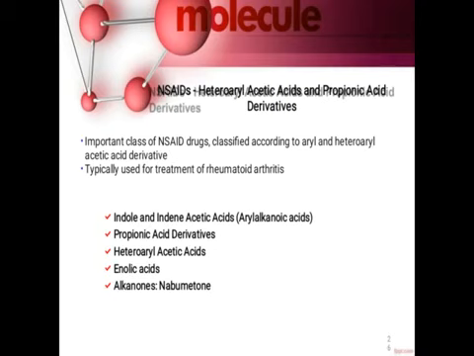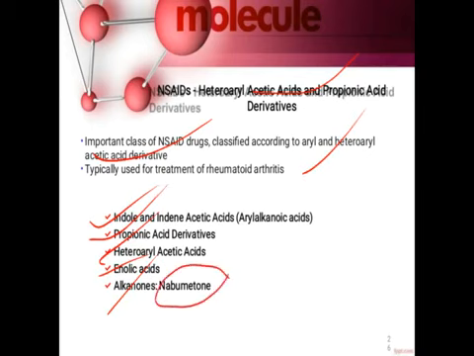The next class of drugs is the heteroaryl acetic acid as well as the propionic acid, that is, the acid-containing non-steroidal anti-inflammatory drugs. It is an important class of NSAIDs, the aryl as well as heteroaryl acetic acid derivatives. They are generally used for the treatment of pain which arises during rheumatoid arthritis. These include indole acetic acid derivatives, propionic acid derivatives, heteroaryl acetic acid, enolic acid, and alkanone, for example nabumetone. So these drugs come under the heterocyclic acetic acid and propionic acid derivatives.